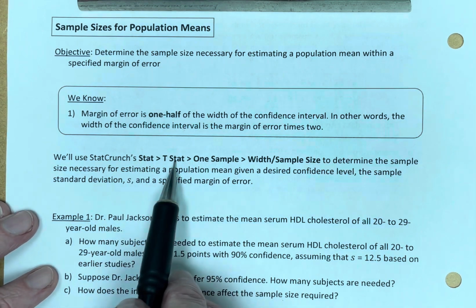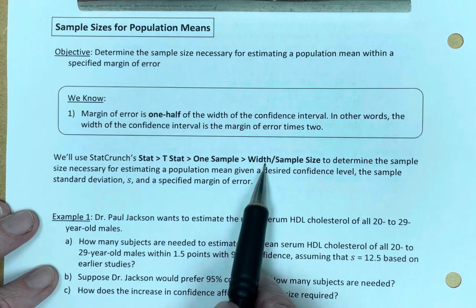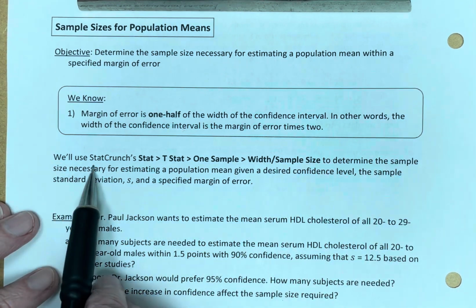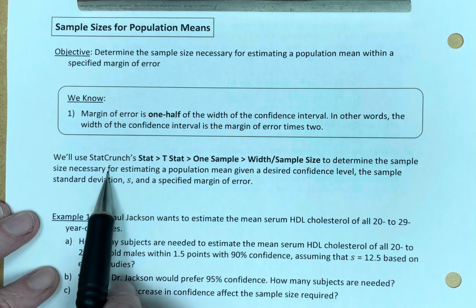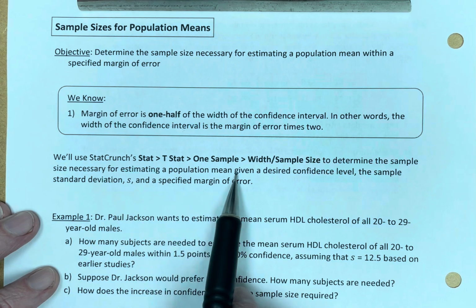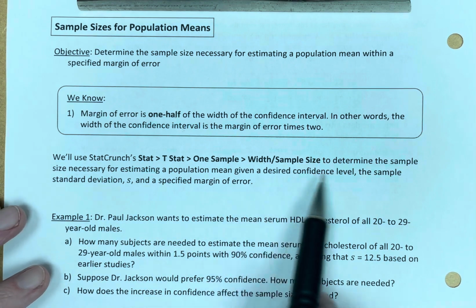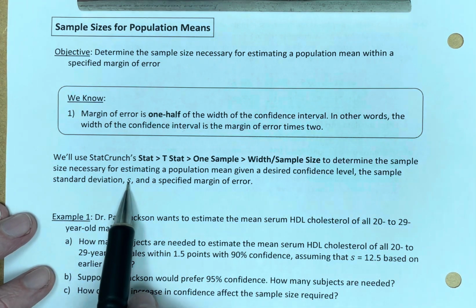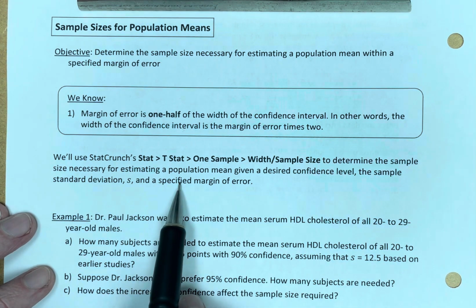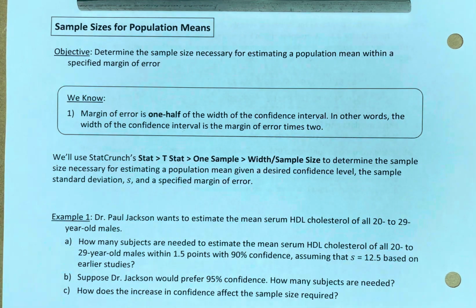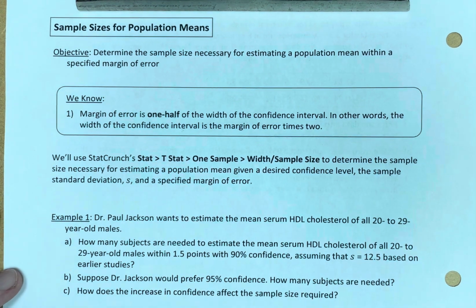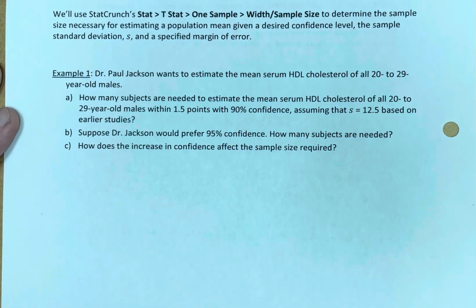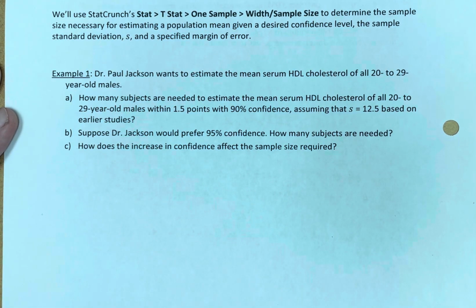So we're going to go to t-stat, one sample, but this time we're going to choose with sample size to determine the sample size, go figure, necessary for estimating a population mean given a desired confidence level, the sample standard deviation S, and a specified margin of error. All right, so we're going to let StatCrunch do the math for us, as we have been doing here, somewhat consistently.